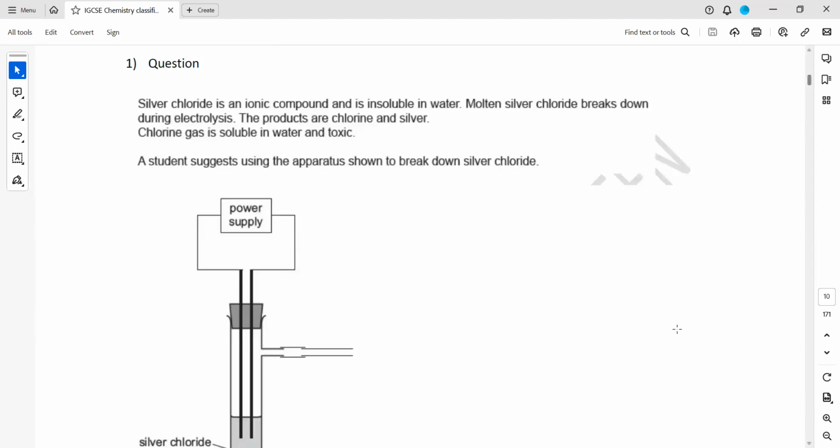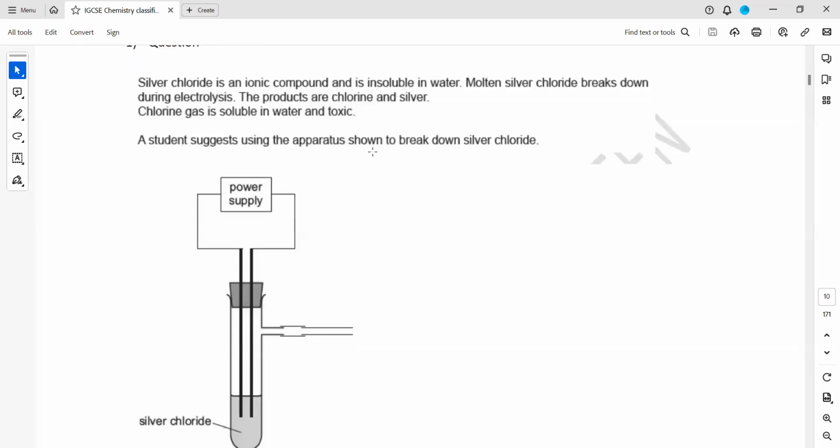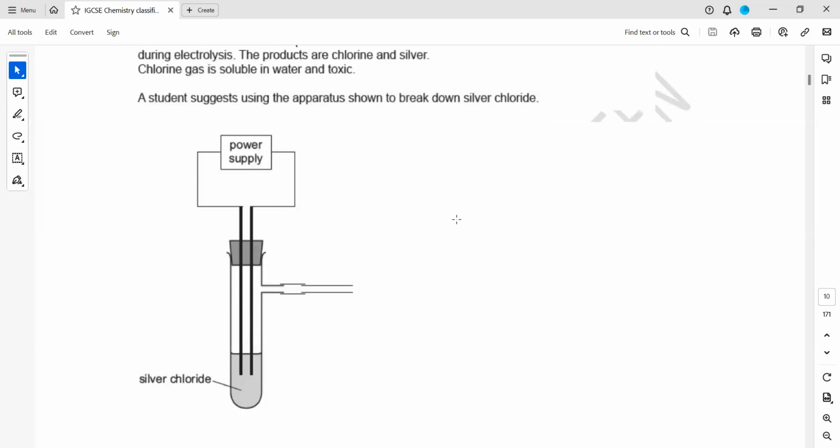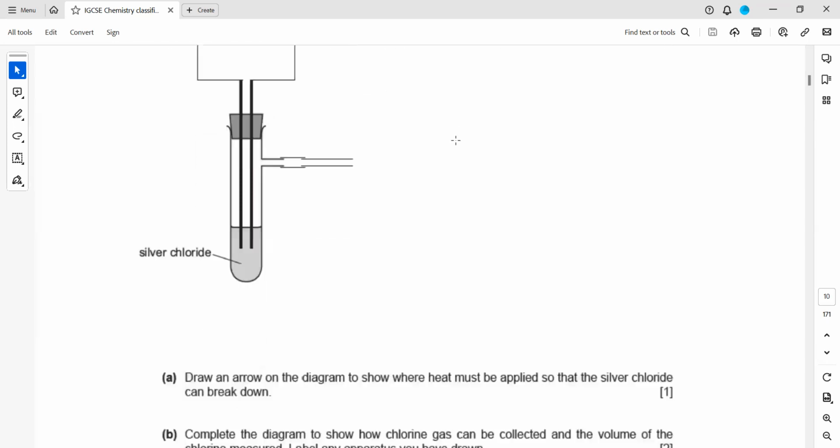on my WhatsApp. So silver chloride is an ionic compound and is insoluble in water. Molten silver chloride breaks down during electrolysis. The products are chlorine and silver. Chlorine is soluble in water and it's toxic. A student suggests using the apparatus shown to break down silver chloride.